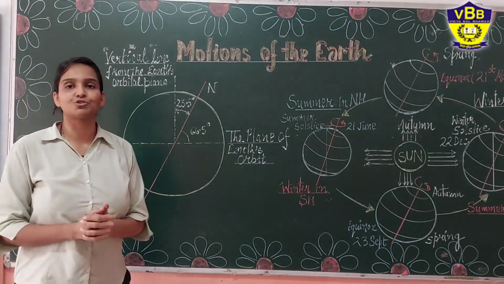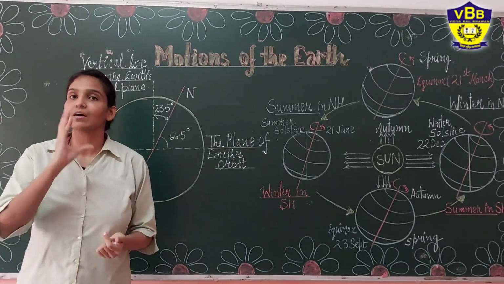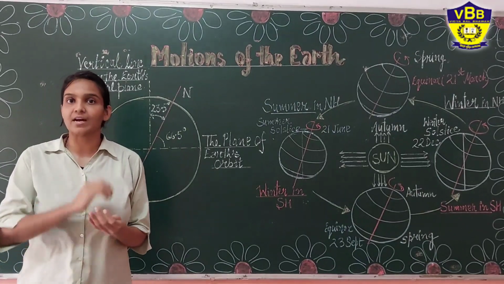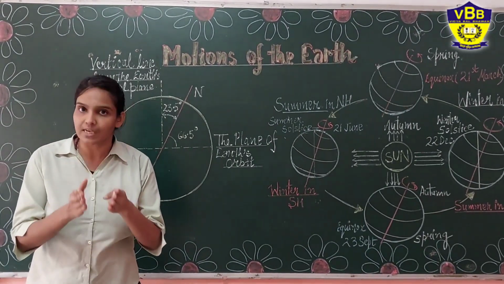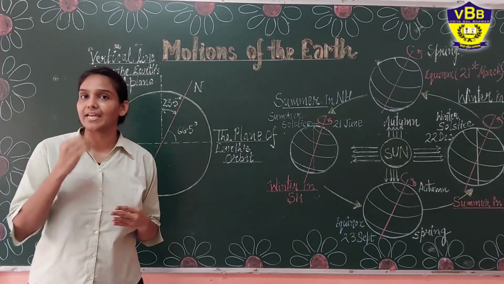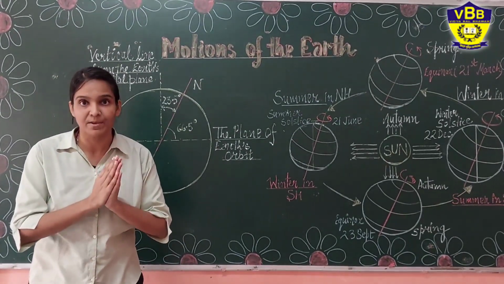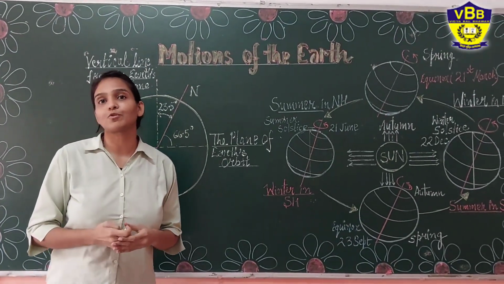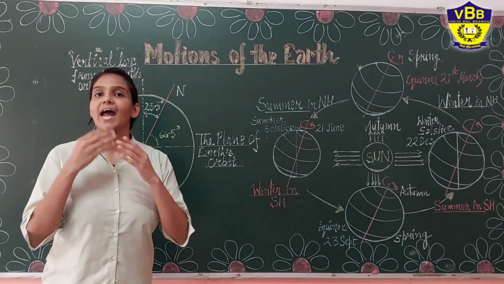Now moving on to the rotational movement of the Earth. As we know, when Earth rotates, half part of Earth faces the Sun and the other part remains away from the Sun. The part which faces the Sun experiences the sun rays, so it experiences the day. And the part which is away from the Sun at that particular point of time experiences night. Now what are the effects of rotational movement? Yes, very good. They are day and night.